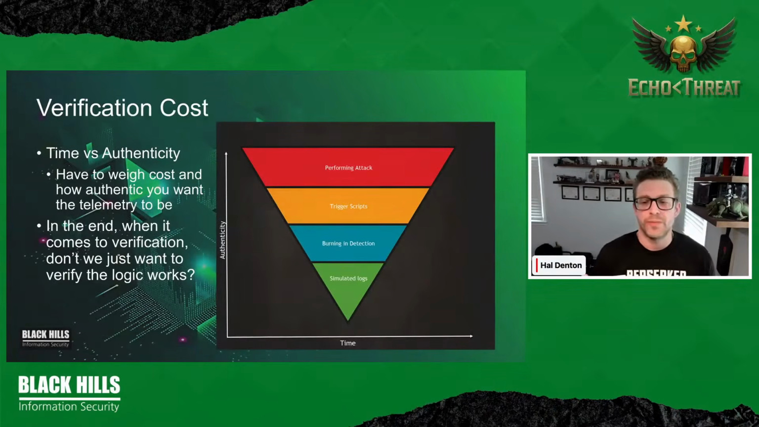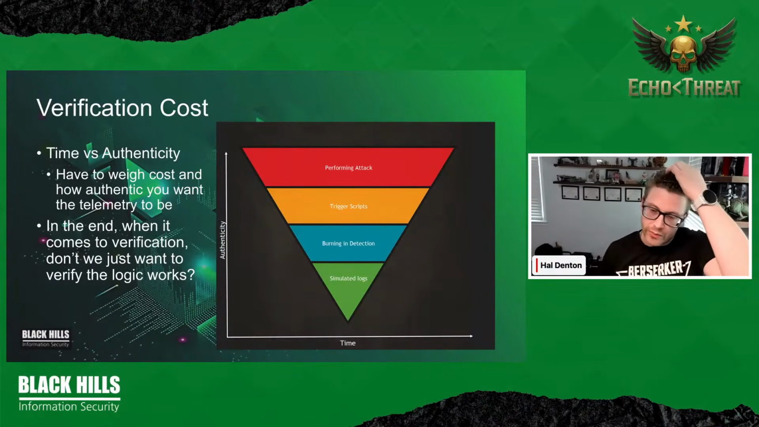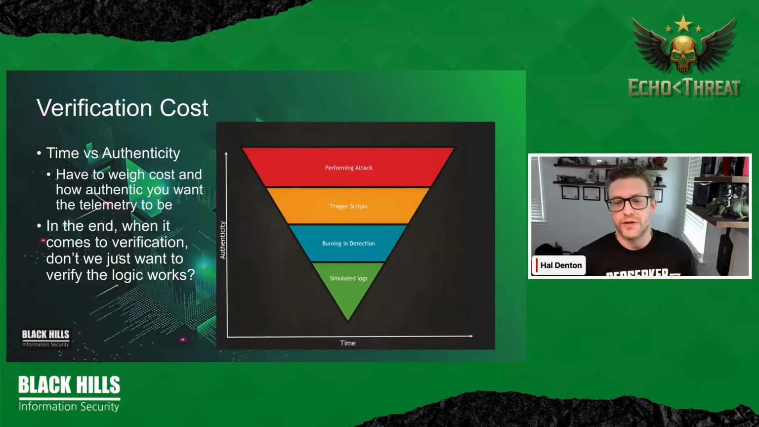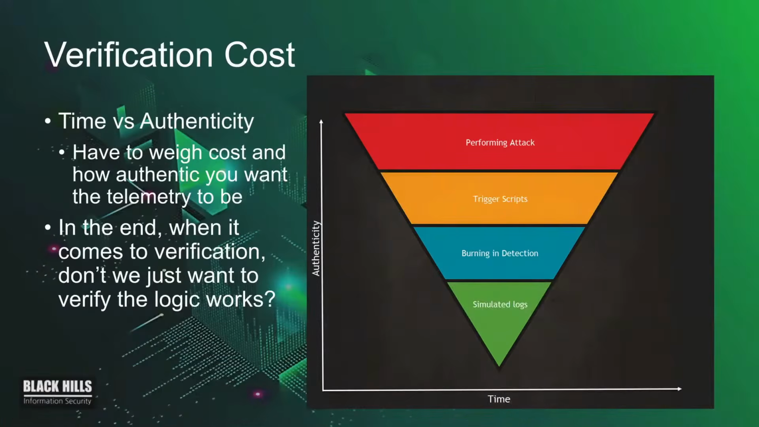So I always wanted to make some type of pyramid diagram. There's a lot of good ones out there when we do incident response. We're filtering down the data to get to the conclusion of, is this malicious or not? Or we talk about the other types of pyramids, like the pyramid of pain. So this is my spin on a pyramid, and when I'm talking about the verification cost, the verification cost is something that we need to think about. Time versus authenticity, right?